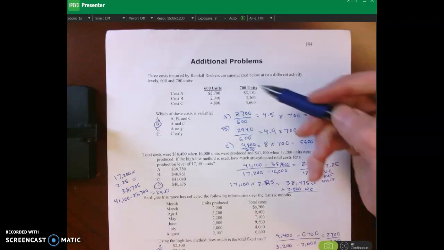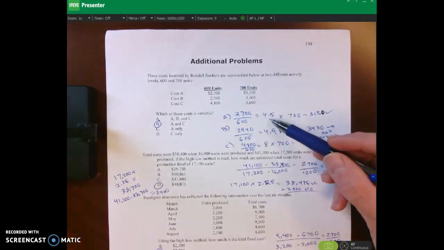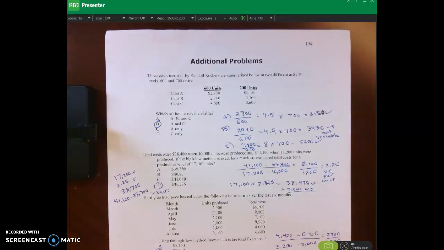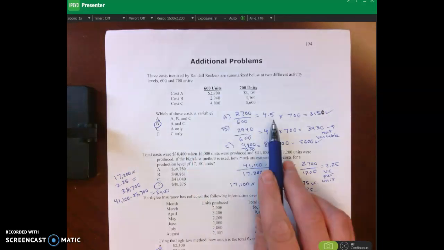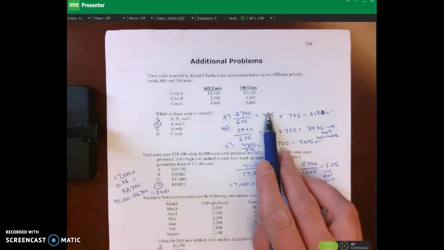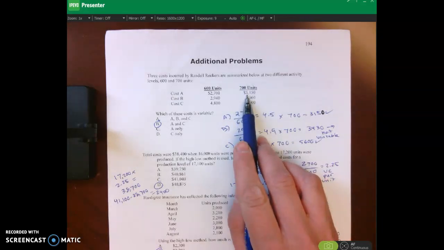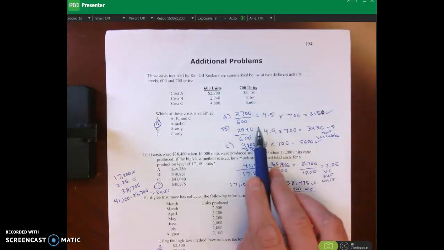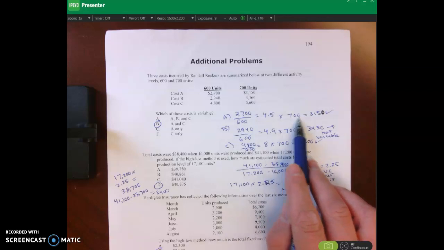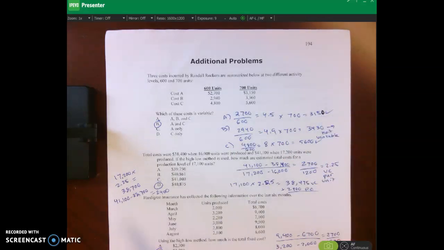Okay, so let's take a look at cost A. I took my total cost divided by 600. That gives me $4.50 per unit. Now, if this cost A is completely variable, I should be able to multiply $4.50 times 700 units and then get this number. Because remember, variable costs per unit are constant. So if I multiply that times the new output, this is the number I should get. Then you can see that I did that and I got that number.